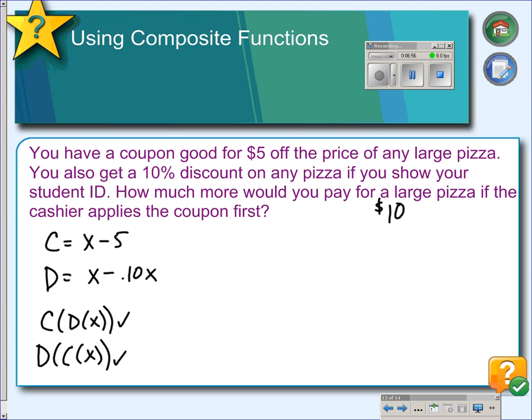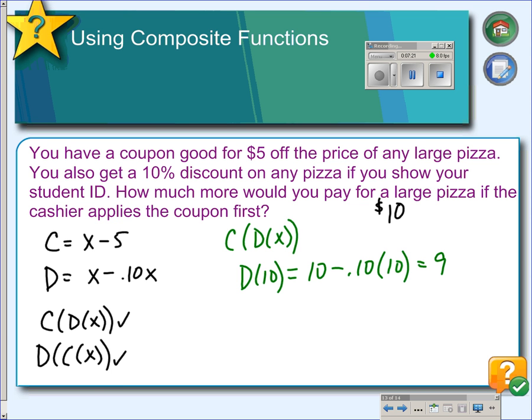So if it's a $10 pizza and we're doing C of D of x, that means we're going to take our discount first on the $10 pizza. So D of 10 would be 10 minus 0.10 times 10. 0.10 times 10 is $1. 10 minus $1 is $9. So the pizza now costs $9, and then we can find how much it costs to take our now $9 pizza and take $5 off of that, and it costs $4.